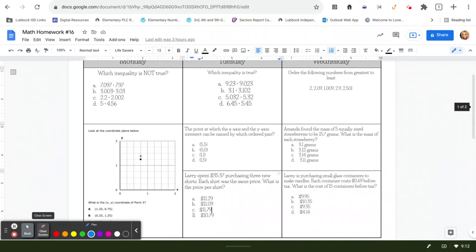Okay, the next one. List the following numbers from greatest to least. Before you put anything in order, you need to list every single one of these vertically by the decimal.